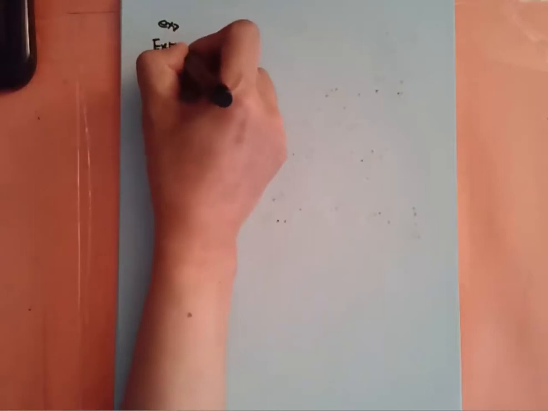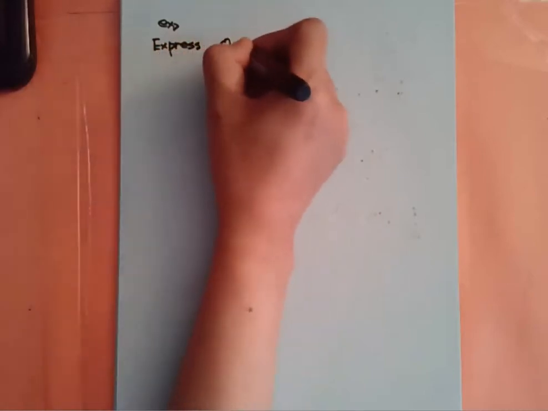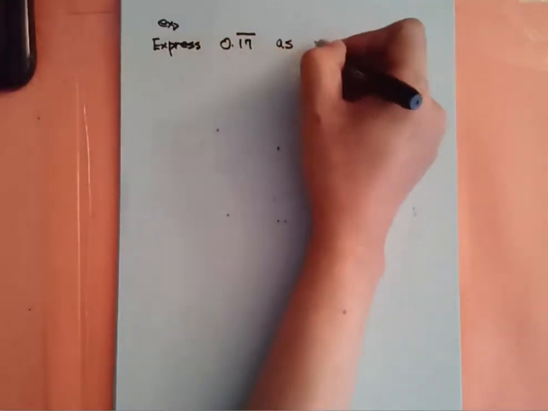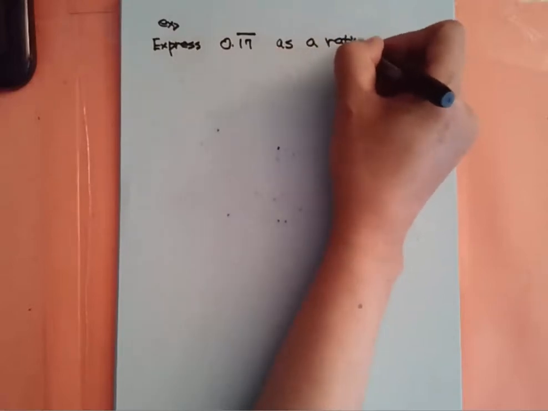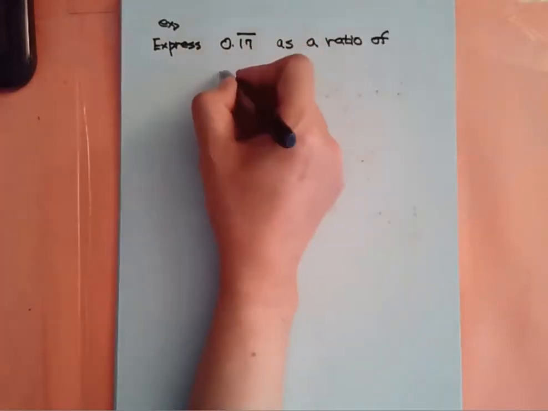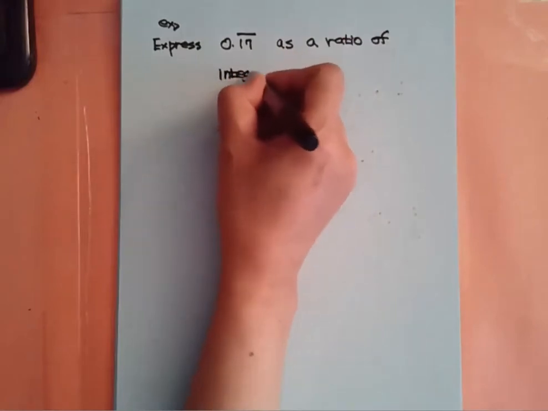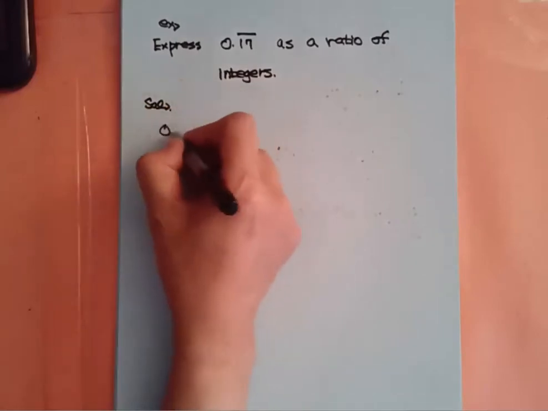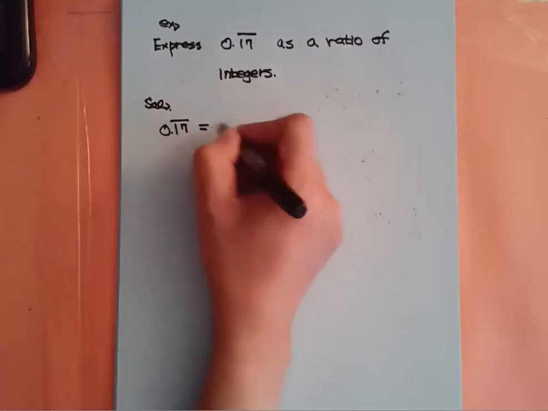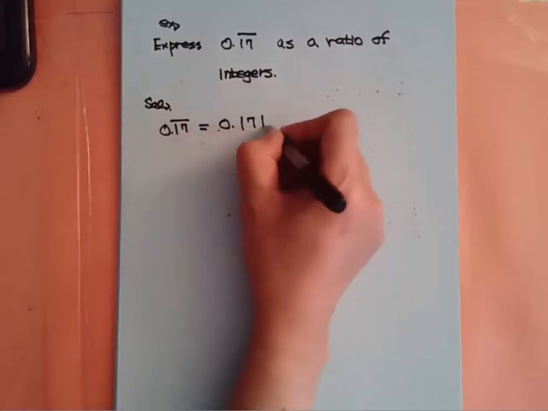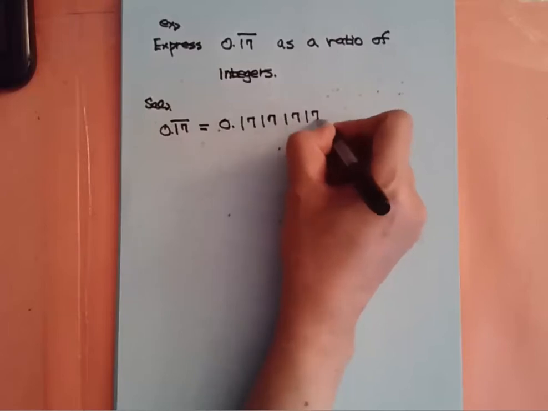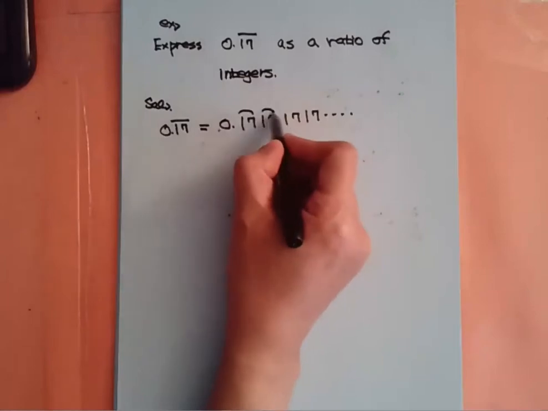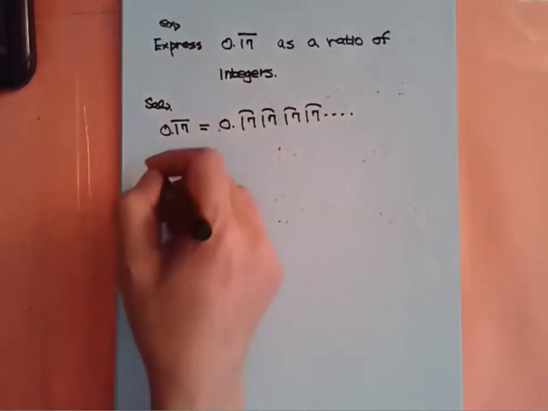The next question is express 0.17 bar as a ratio of integers. So 0.17 bar equals 0.17171717, and so on. So just the same thing is repeating itself like this.